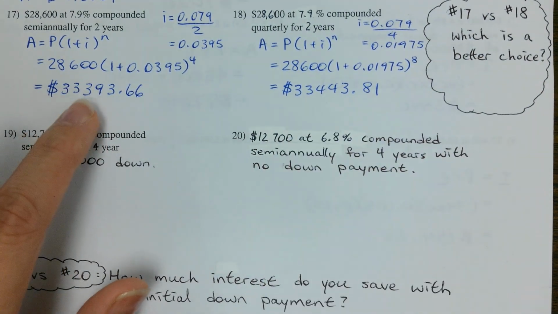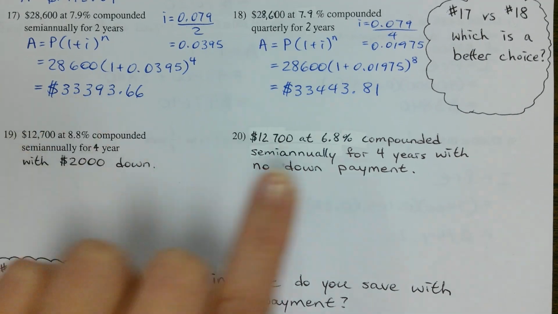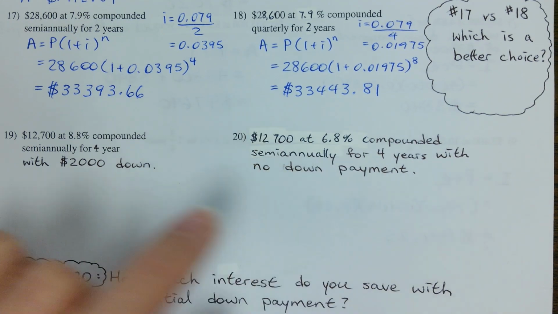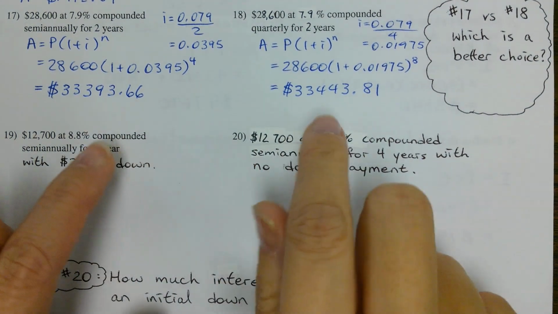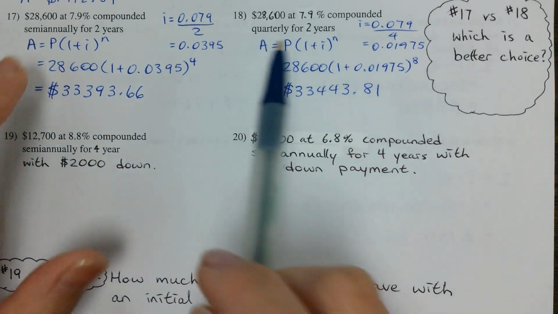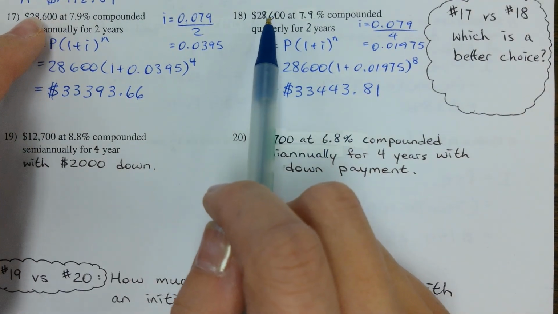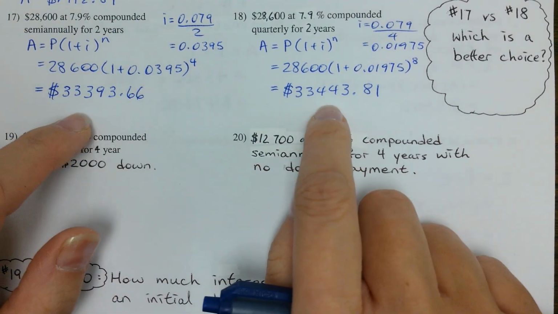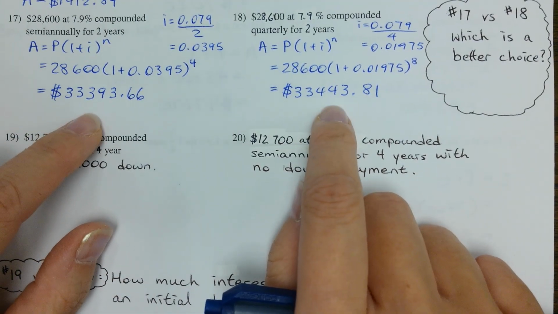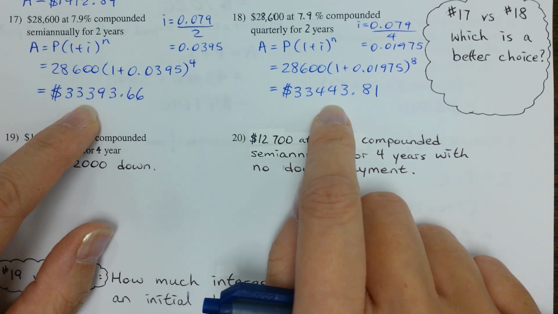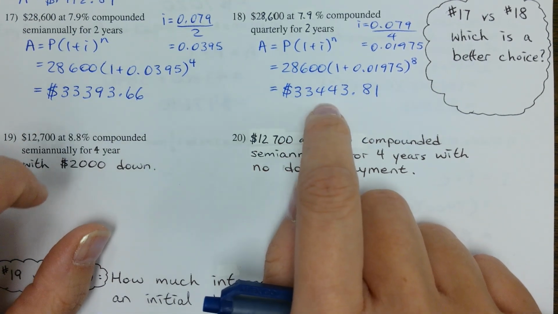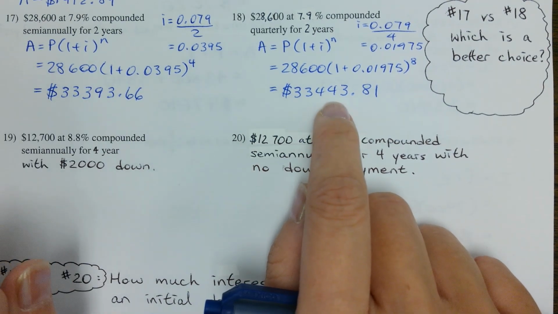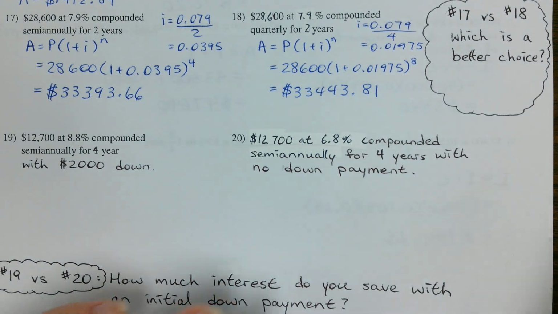Who says number 17 is a better choice? Who says 18 is a better choice? Okay, so what's tricky with this question is I never specified if this was an investment or a loan, right? So if this was a loan that you're taking out, which one would be the better one then? 17. If I said this was an investment where I'm putting the money in a savings account with the bank, then which one would be the better investment? 18.